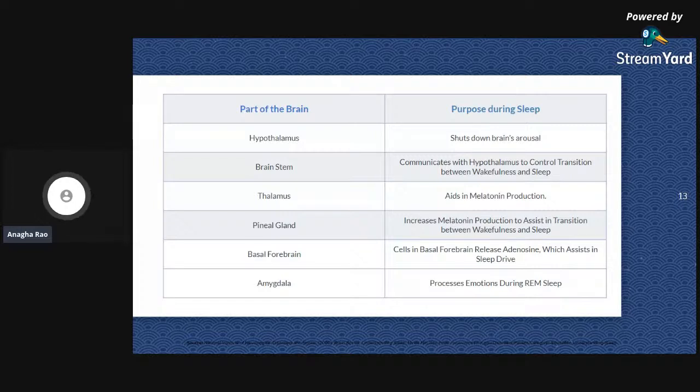The basal forebrain. There are some cells in the basal forebrain that release a thing called adenosine. And adenosine assists in sleep drive. And last, we have the amygdala, which processes emotions during our REM sleep.